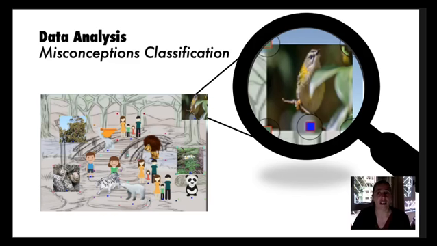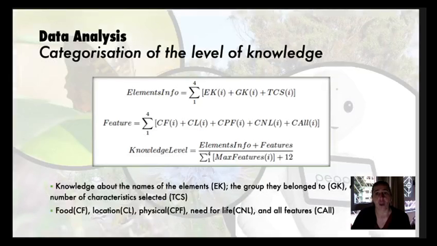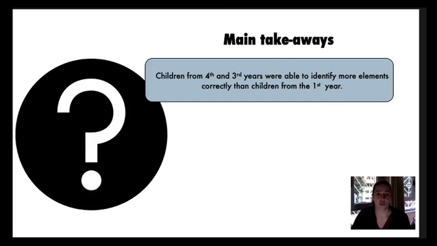This way, we created a classification system that is able to identify those misconceptions and relate them to the location, more precisely air, ground, nature, and water. We have also created a categorization of the level of children's knowledge based on the answers to the animals and plants that they have seen in the application.